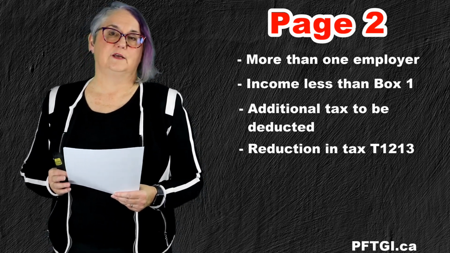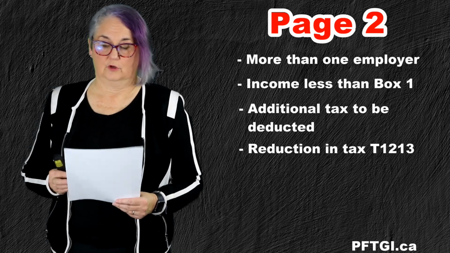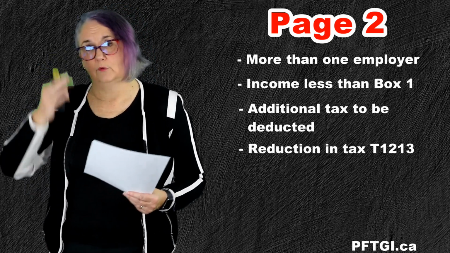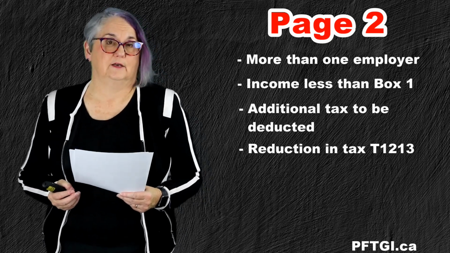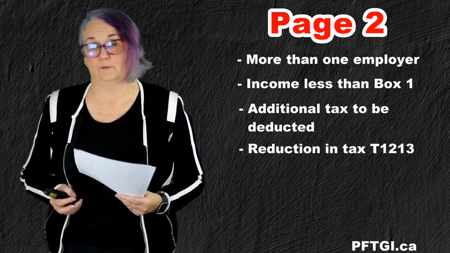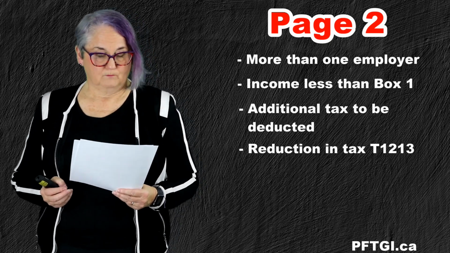There's also a box if your income is going to be less than the total claim amount. So you add up the number, you get it in box 10, and it turns out that you're going to earn less than that. Then tick that box and no one will take any income tax from you.